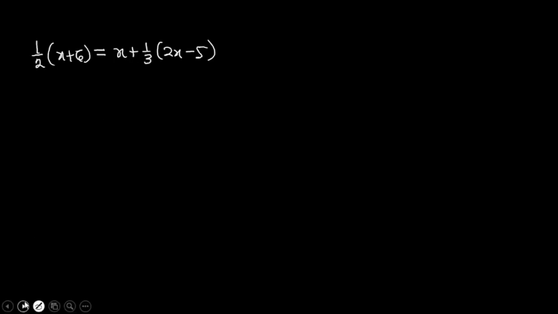Right, so let's look at another example. So we have to solve the equation 1 over 2 into bracket x plus 6 equal to x plus 1 over 3 into brackets 2x minus 5. Okay, now when we have an equation like this, we realize that we have a fraction in the equation, so we need to get rid of the fraction. We do that by multiplying each term by the LCM or the common factor for 2 and 3.